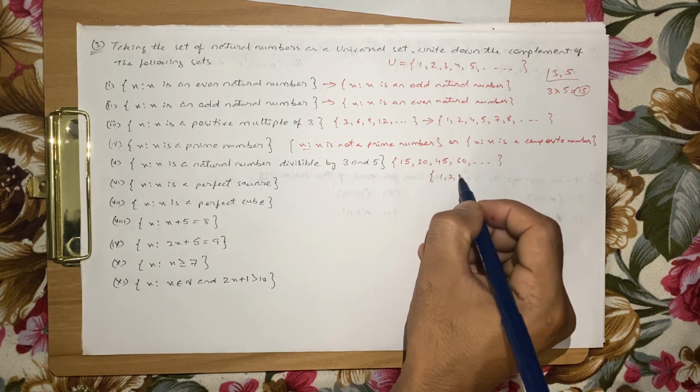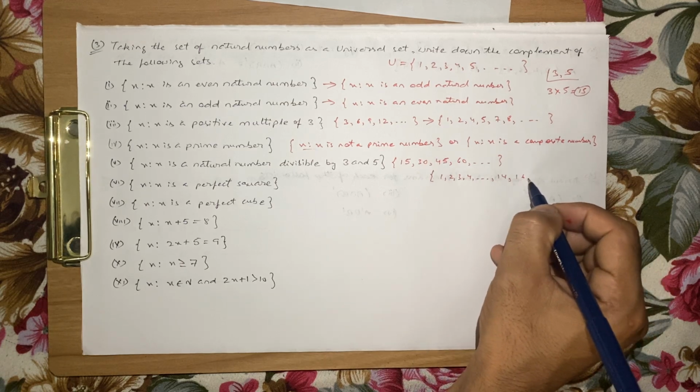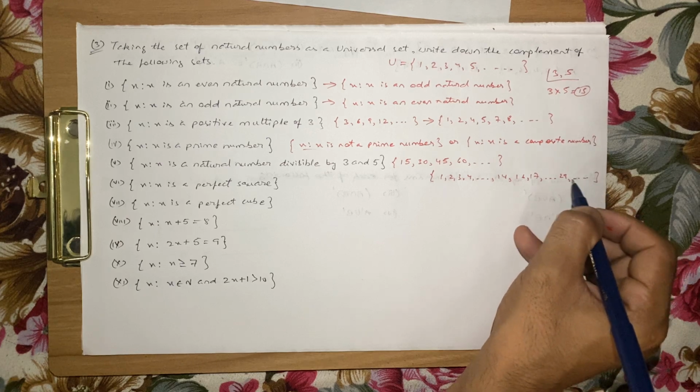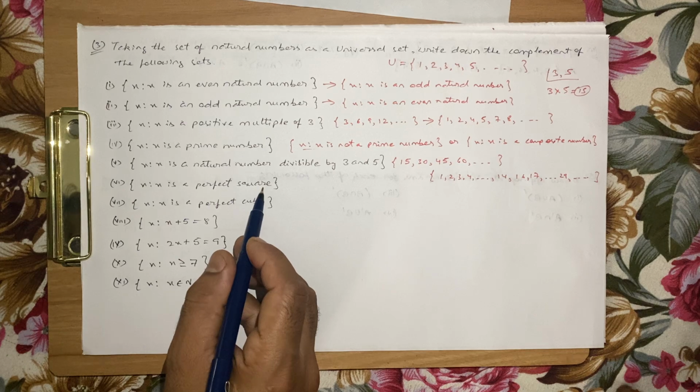Okay, 1, 2, 3, 4 until 14; 15 will not be included, then you will use 16, 17 until 29, and it will go on. 30 will not be included, in that way. Okay, now x such that x is a perfect square.